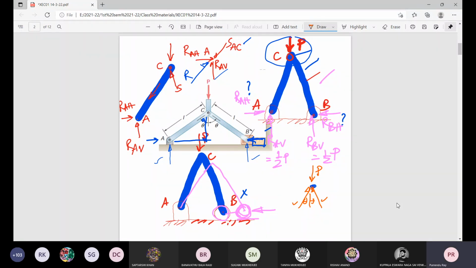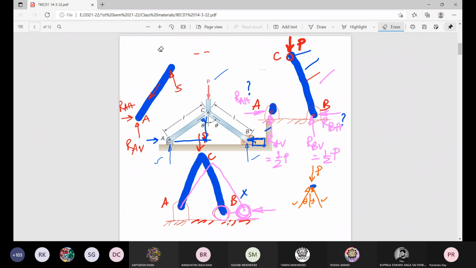Now there may be, now let me create some space here. Okay.